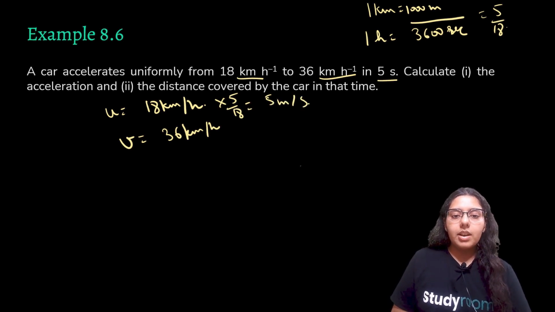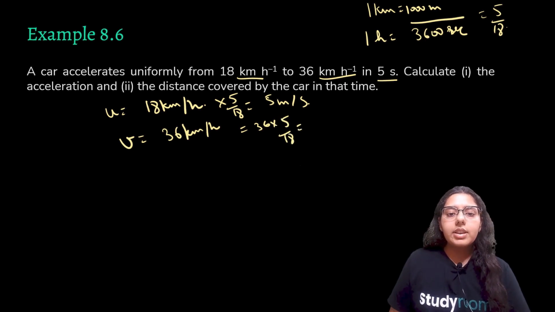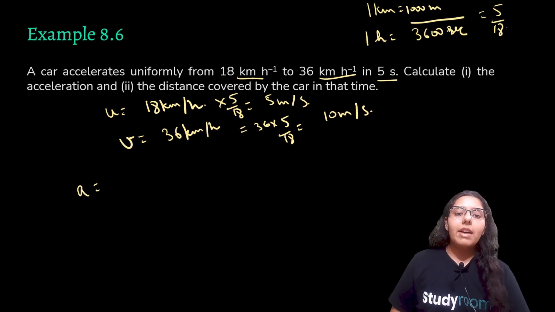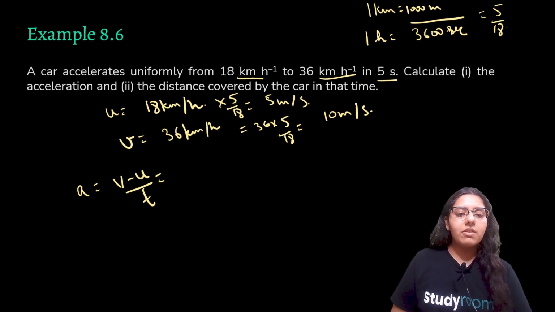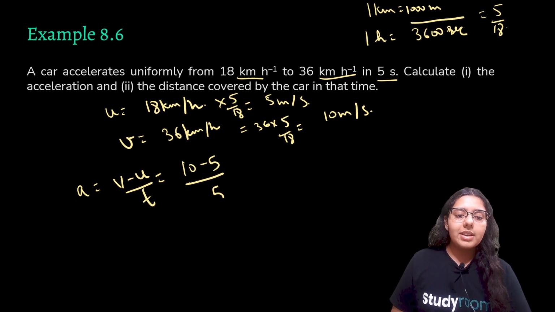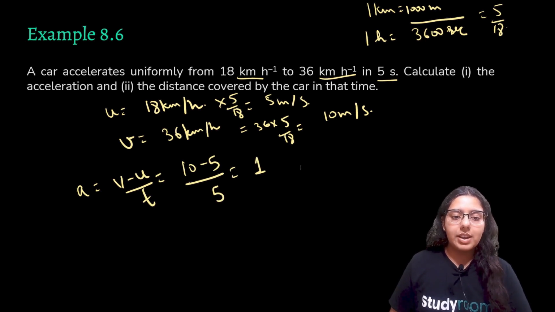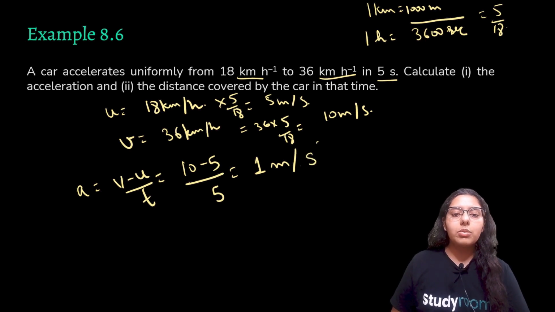Similarly, our final velocity is 36 into 5 by 18, that is 10 meter per second. So firstly, we have to calculate the acceleration. What is your acceleration? It is the change in velocity upon time taken, right? What is your change in velocity? 10 minus 5 upon time, which is 5 seconds. So your acceleration comes out to be 5 by 5, that is 1 meter per second square. Second, what is the distance covered by the car in that time?